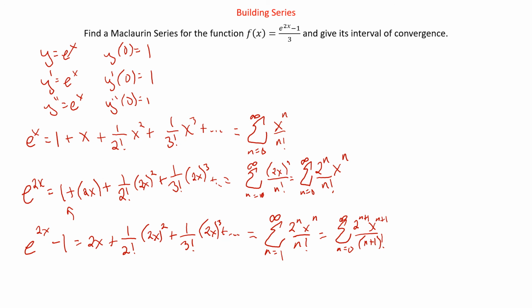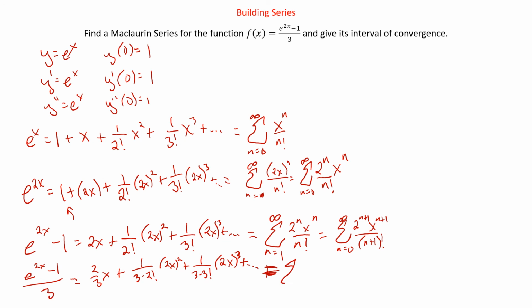And then if we wanted to divide by 3, (e^(2x) minus 1) over 3, we would just divide everything by 3. We'd have 2/3 x plus 1 over (3 times 2 factorial) times 2x squared plus 1 over (3 times 3 factorial) times 2x cubed plus ... equals. And then here I'm going to stick with n equals 1 to infinity. We would just multiply the denominator by 3.